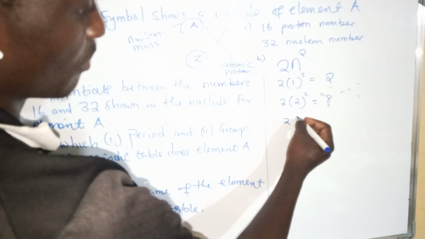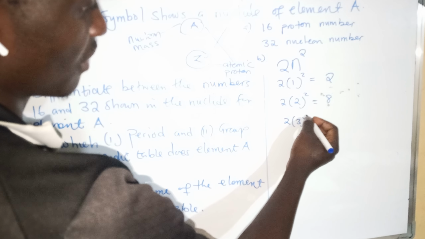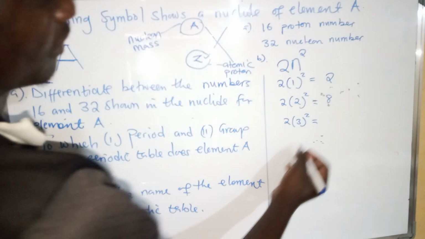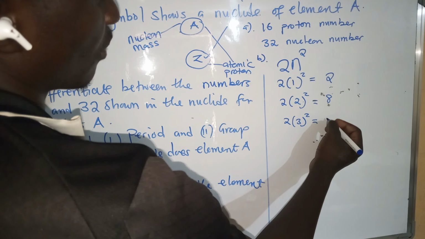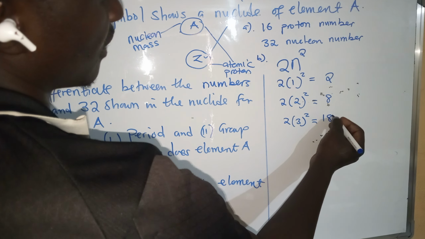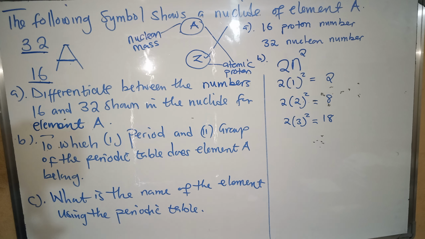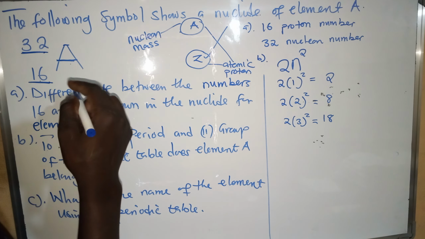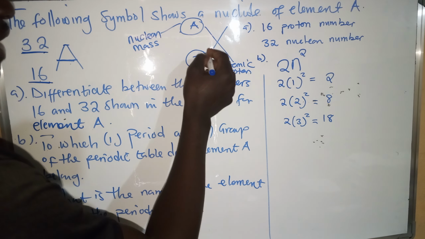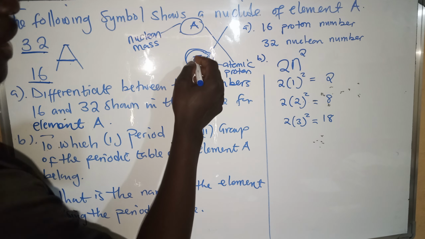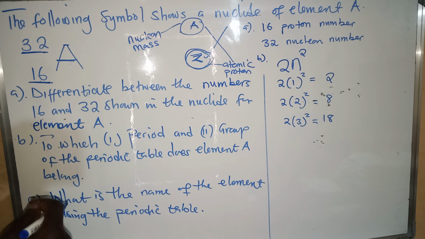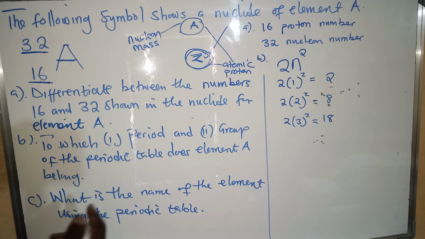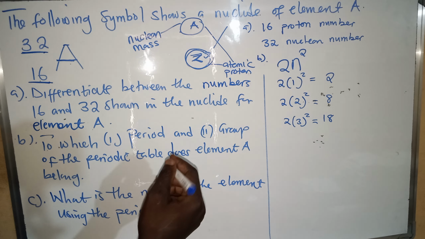Then the third shell will be 2 times 3 squared. 3 squared is 9, 9 times 2, we are getting the answer as 18. And I should mention that on the nuclear notation here that you have, we use Z to find the number of electrons of each shell that it should have.